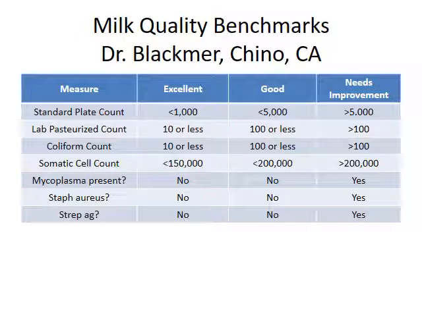Good mastitis programs usually start by getting rid of Staph aureus and Strep ag. Two of them. All three of those are very contagious.